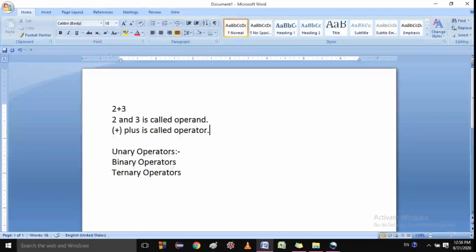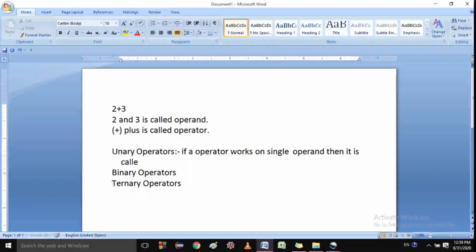So how many operands the operator uses, according to this, operators are categorized further. If an operator works on a single operand, then it is called a unary operator. This is the definition of a unary operator.